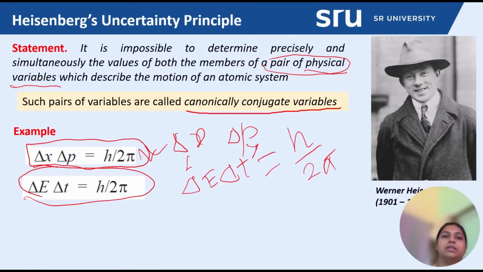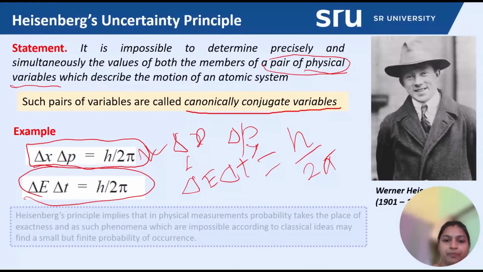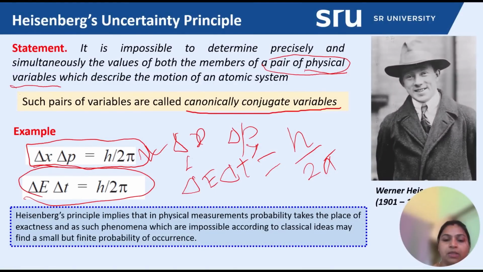The Heisenberg uncertainty principle implies that in physical measurement, probability takes the place of exactness, and as such, phenomena which are impossible according to classical ideas may find a small but finite probability of occurrence.